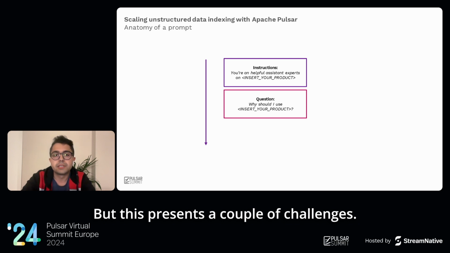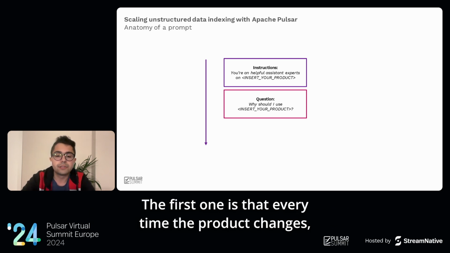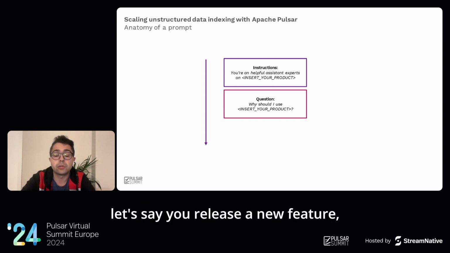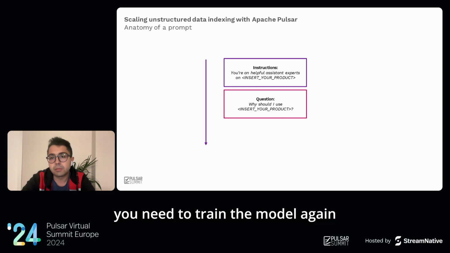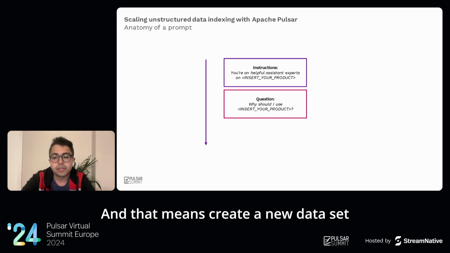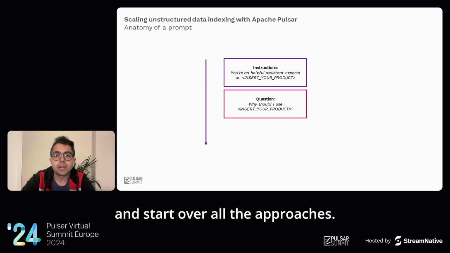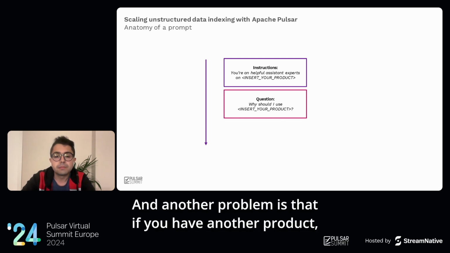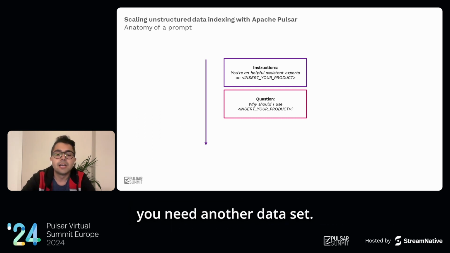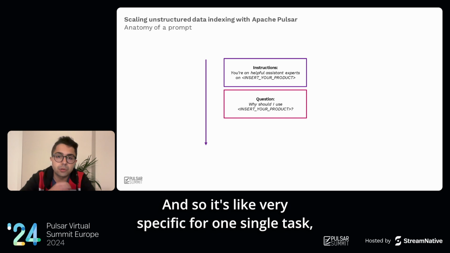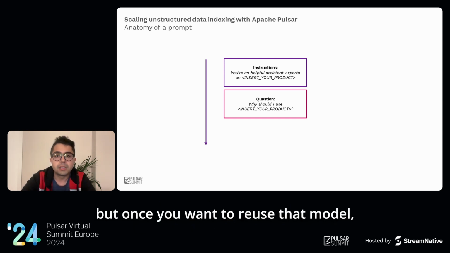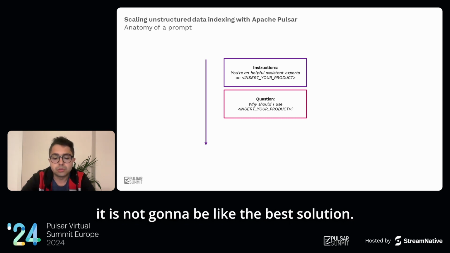But this presents a couple of challenges. The first one is that every time the product changes, let's say you release a new feature, you need to train the model again, and you need to fine-tune again. That means creating a new dataset and starting over the whole process. Another problem is that if you have another product, you need another dataset. So it's very specific to one single task, and if you want to reuse that model, it's not going to be the best solution.